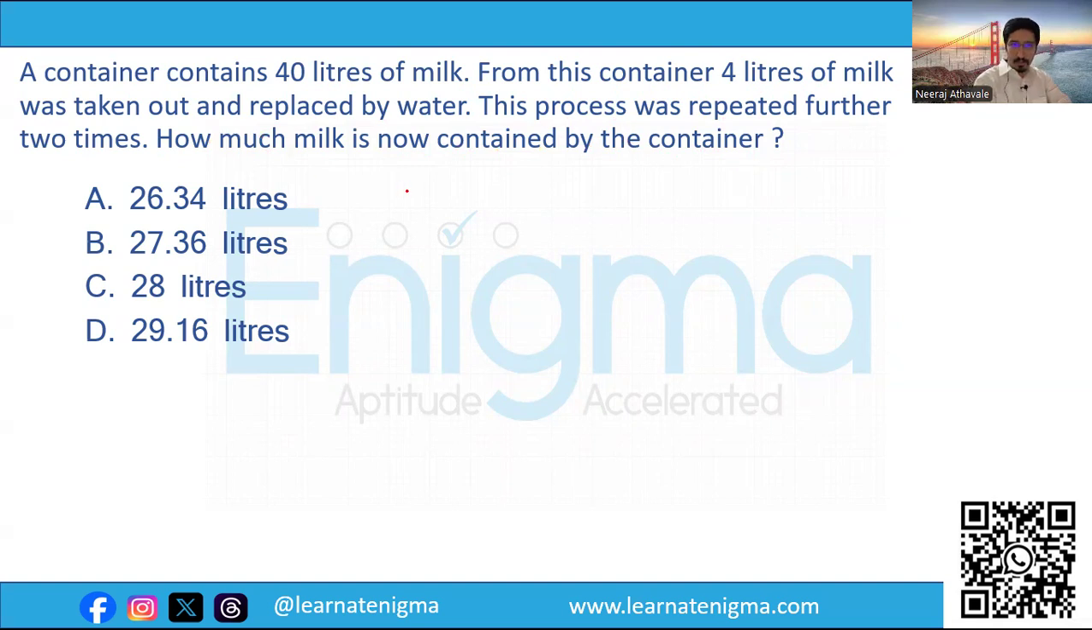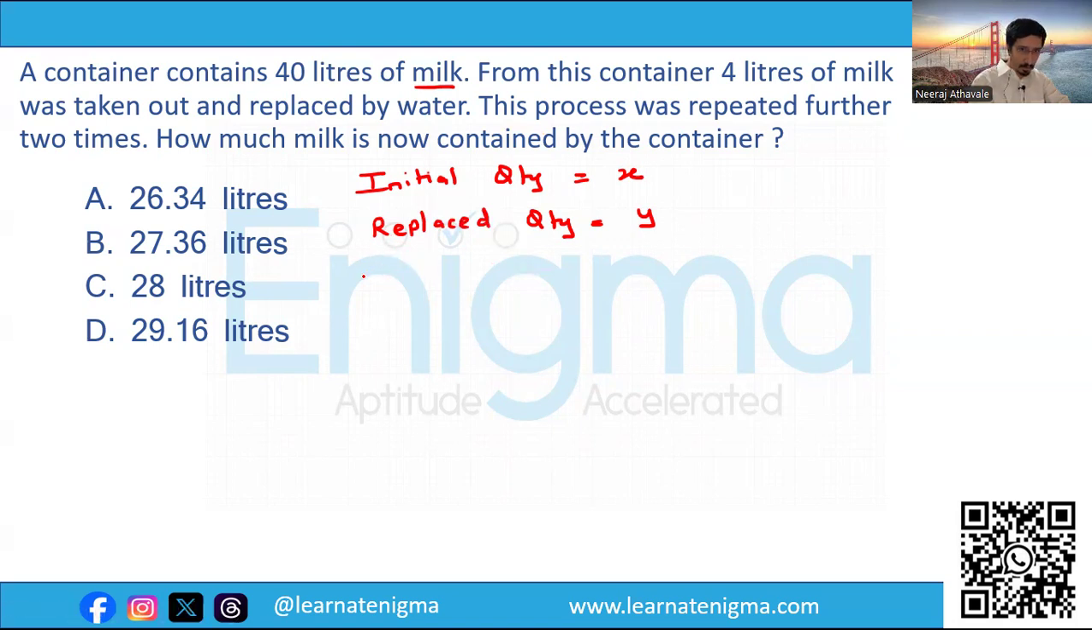Now, for such kind of questions, we can use a very simple formula. First of all, let's assume that the initial quantity of milk in this particular question as X, and let's assume that the removed quantity every time is Y. Now it is not only removed, but it is replaced as well. So I'll write it down as replaced quantity.